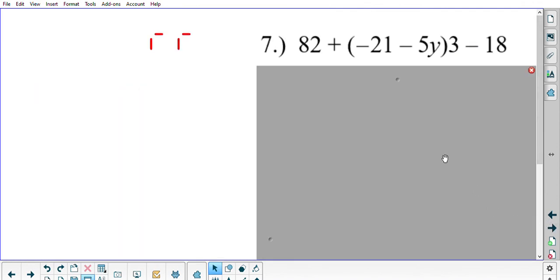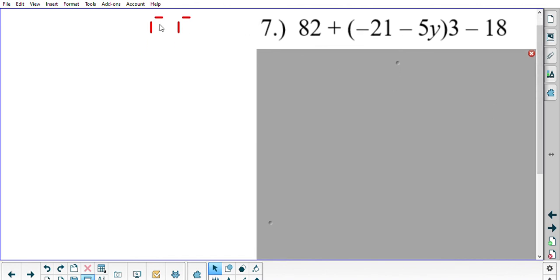All right, last problem to go. We have number 7. Where's the distributive property? It is the parentheses, and there is a multiplier next to the parentheses. This was a little tricky. I put the multiplier to the right of the parentheses. That 3 has no space between it and the parentheses, so the 3 is the multiplier.